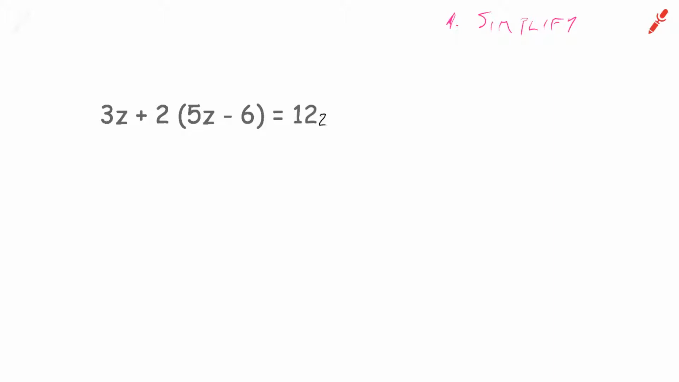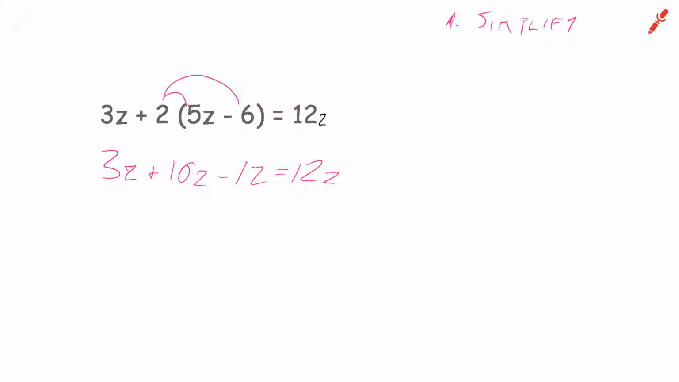Step 1, we simplify. So when I simplify, I'm going to distribute. I get 3z plus 10z minus 12. Very important, guys. When you're distributing, make sure you distribute to both terms or to all terms. The most common mistake I see when my students distribute is that they distribute to one term but not the other ones, or they don't multiply correctly. But I need you guys to make sure you're getting this done correctly for me, and that still equals 12z.